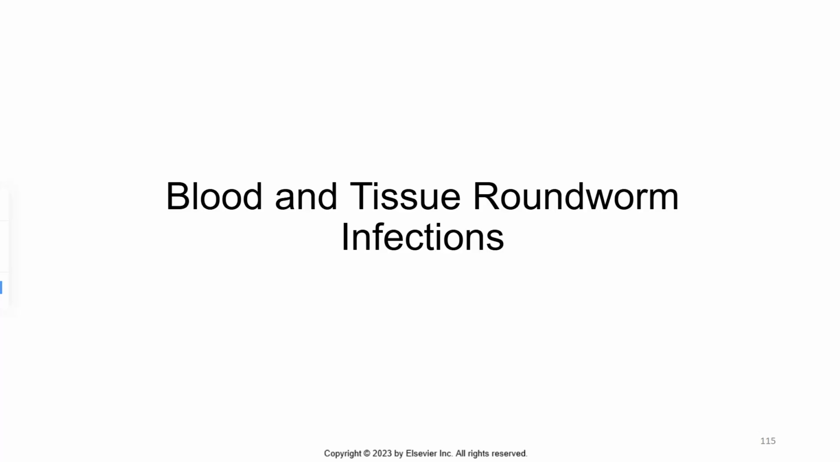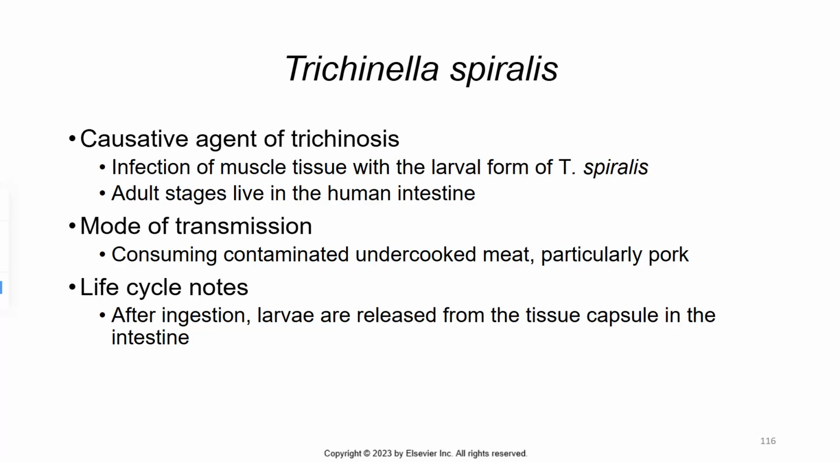Blood and tissue roundworm infections. Trichinella spiralis, causative agent of trichinosis, is an infection of muscle tissue with the larvae of T. spiralis. Adult stages live in the human intestine. Mode of transmission: consuming contaminated undercooked meat, particularly pork.